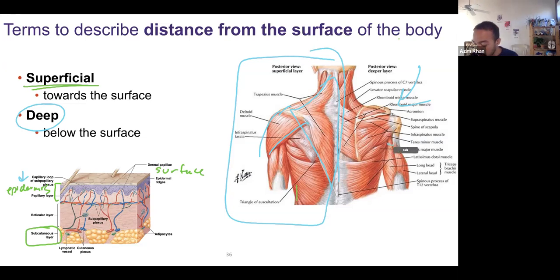We can say that the trapezius is superficial to the rhomboid minor. We can say that the rhomboid minor is deep to the trapezius. Those are ways to use these directional terms in terms of depth, superficial and deep.